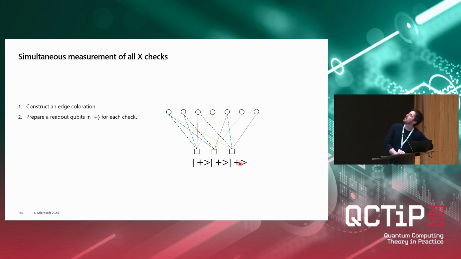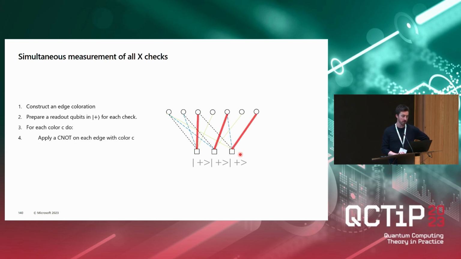Okay. So we're going to start by preparing a plus state for each of our check, our ancilla qubits. And then we're going to loop over the colors. And for each color, we're going to apply a CNOT along the edges with the same color. These edges do not overlap.